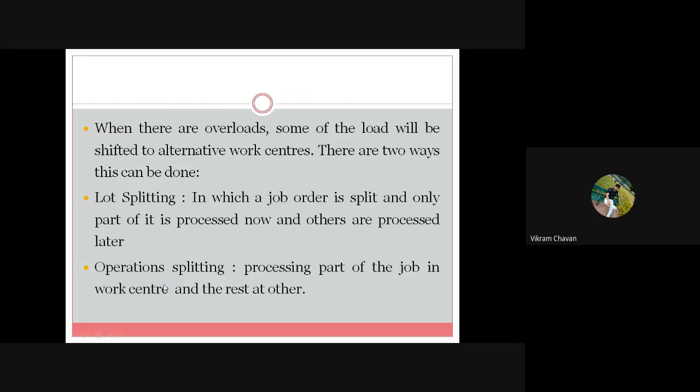When processing later on the half-processed job, the new job load gets created on the machine.